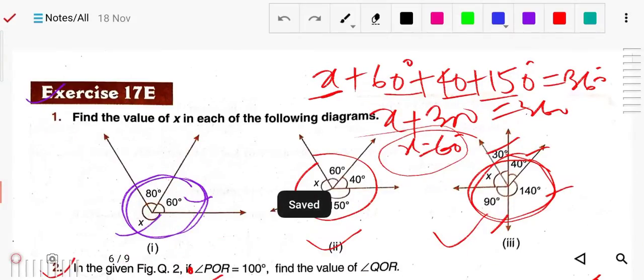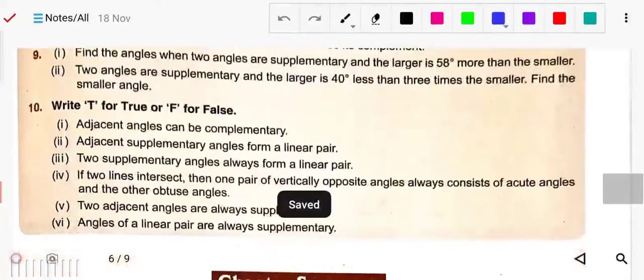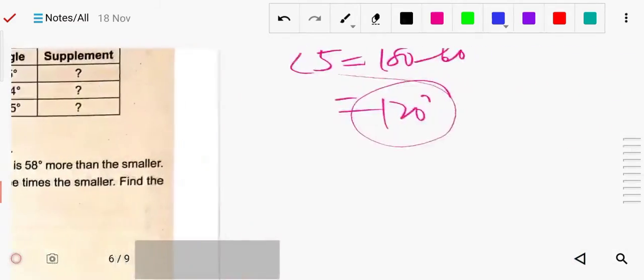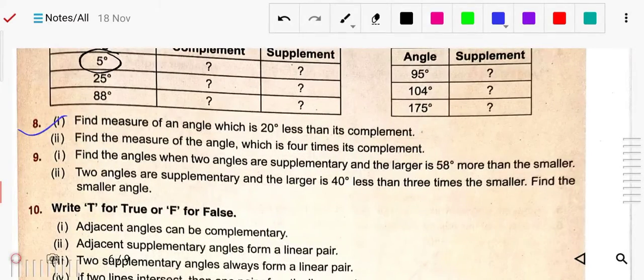Okay, now move to the next question, number 8. Find the measure of the angle which is 20 less than its complement. 20 less than its complement. Okay, so let's solve this question.